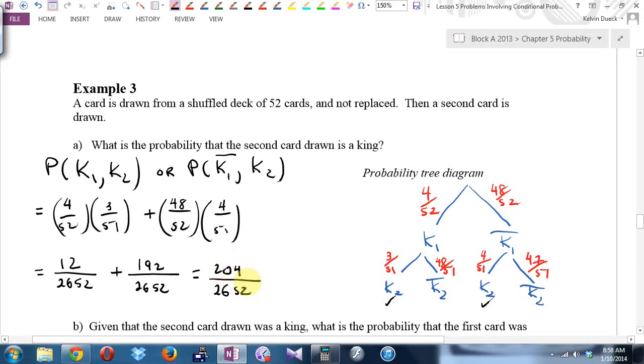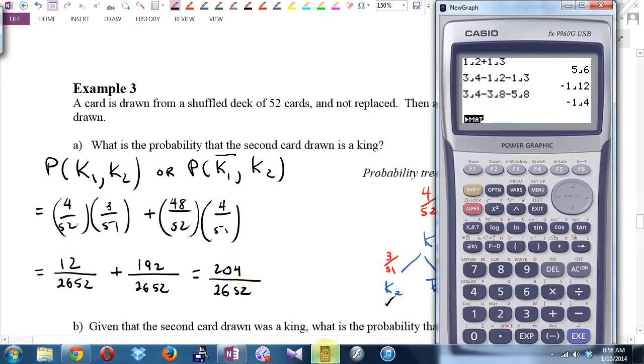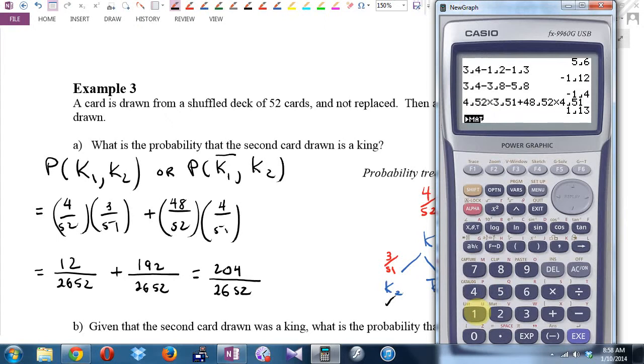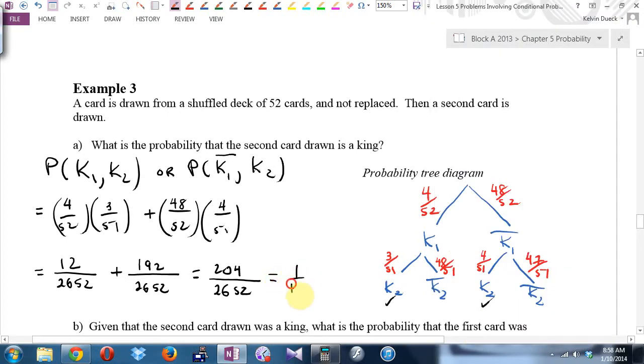Now that's doing it by hand. Of course, you could have just gone to your fraction button and typed in 4 out of 52 times 3 out of 51, or 48 out of 52 times 4 out of 51. And then in lowest terms, it tells you the answer is 1 out of 13. I don't care which approach you use.